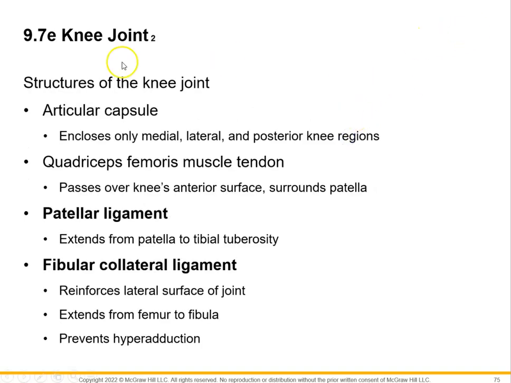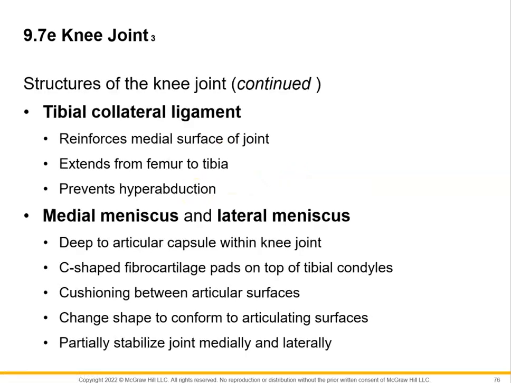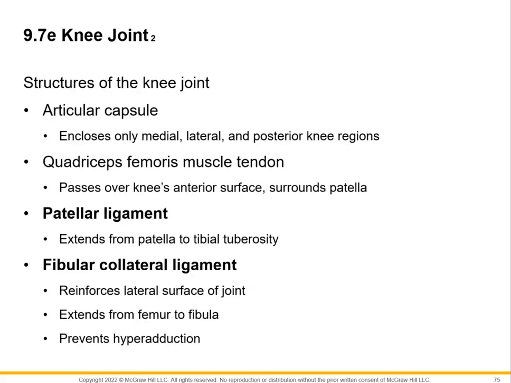Structures of the knee joint, you have an articular capsule, and this is going to only enclose the medial, lateral, and posterior knee regions. And on the anterior surface, you have the quadriceps femoris muscle tendon. This passes over the anterior surface and surrounds the patella. You also have the patellar ligament, the fibular collateral ligament, and the tibial collateral ligament.